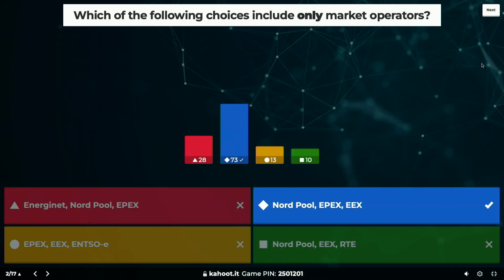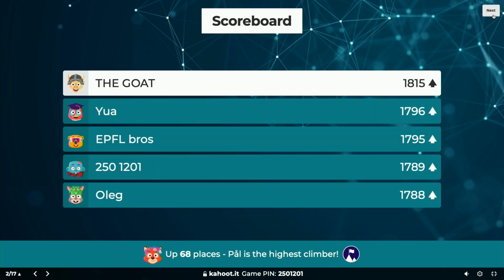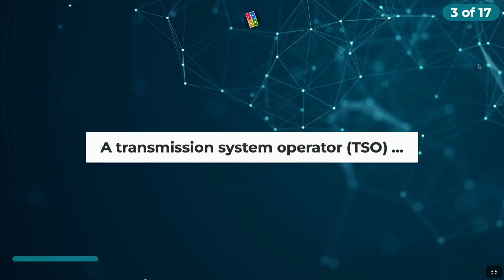Very good, 73 correct. Nord Pool, Apex, and EEX are market operators. In the red one, Energinet is a system operator, not a market operator. In yellow, ENTSO-E is the union of TSOs. And in green, RTE is a French TSO, not a market operator. The goat. Third question.